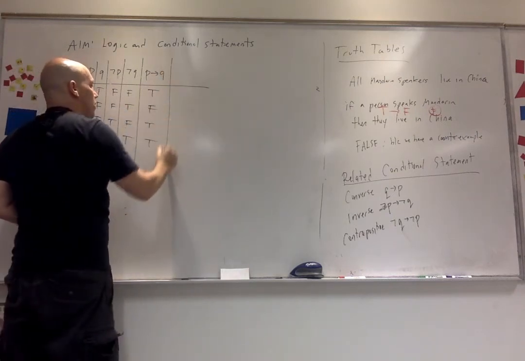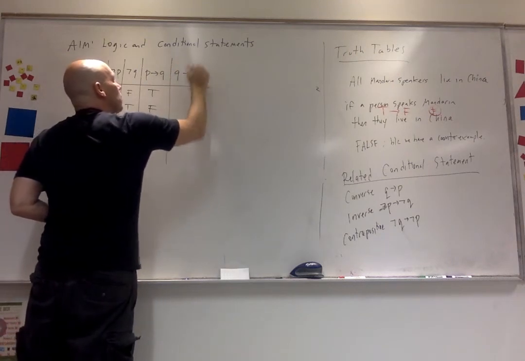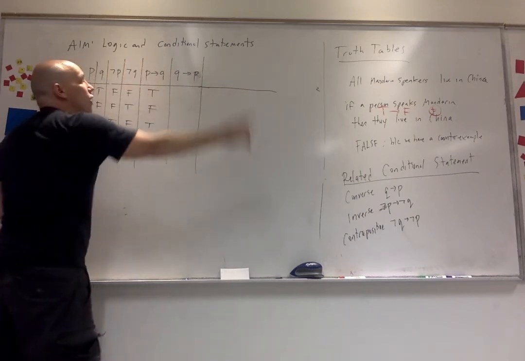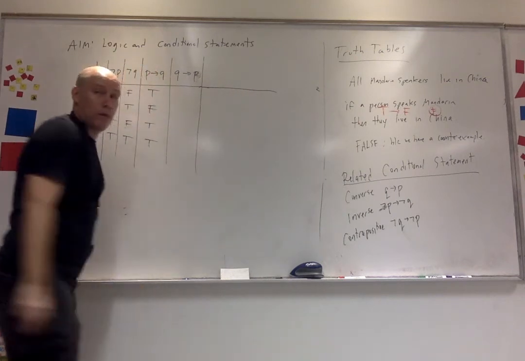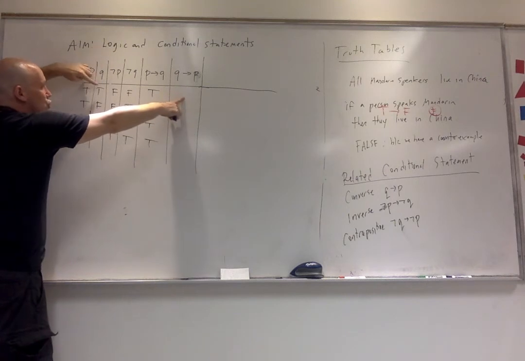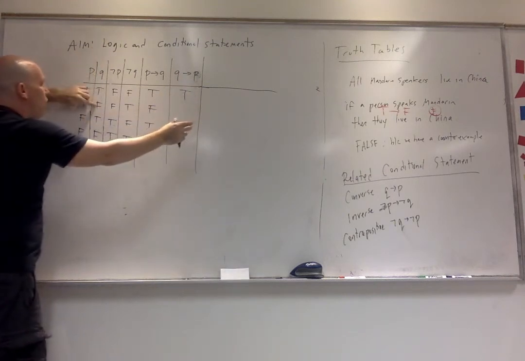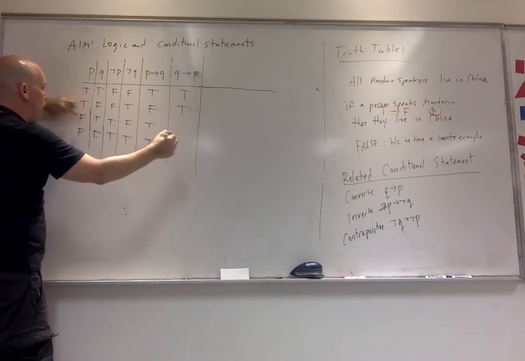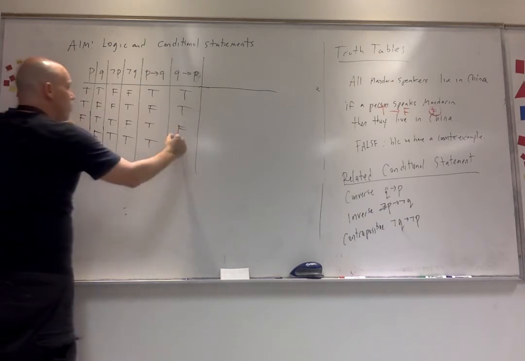Okay, that's the next. Q implies P. So you're going to need Q implies P, not P implies not Q, not Q implies not P. Okay, let's see about this. Ready? True implies true, true. False implies true, true. True implies false, false. False implies false, true.